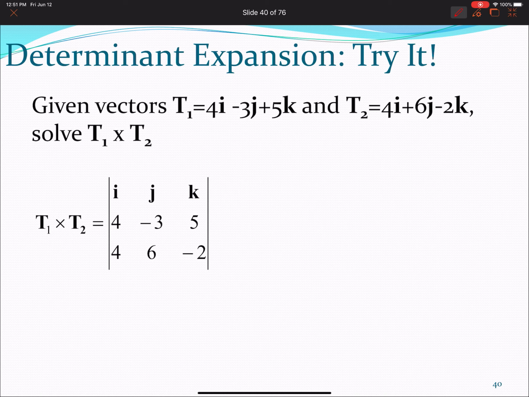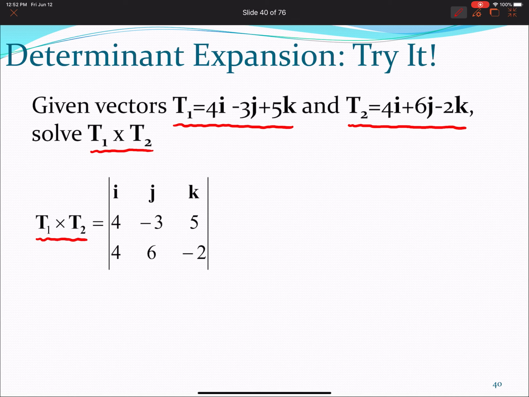If you remember, determinants follow specific rules in order to evaluate them. Let's try it with numbers. So I have two vectors. T1 equal to 4i hat minus 3j hat plus 5k hat, and vector T2 equal to 4 times i hat plus 6 times j hat minus 2 times k hat. And we want to find vector T1 cross vector T2.